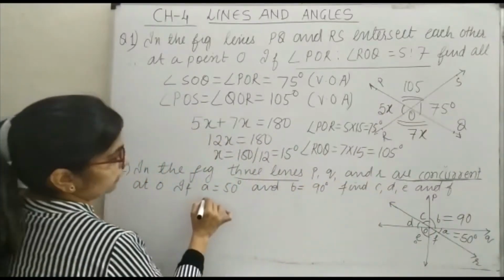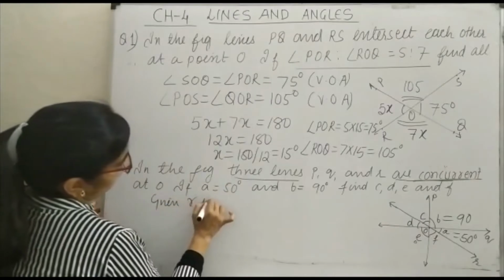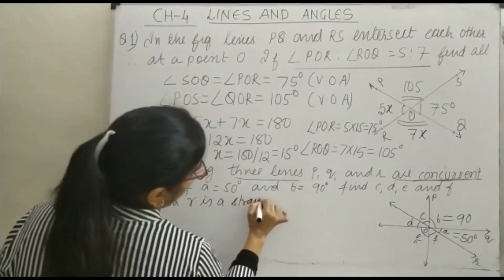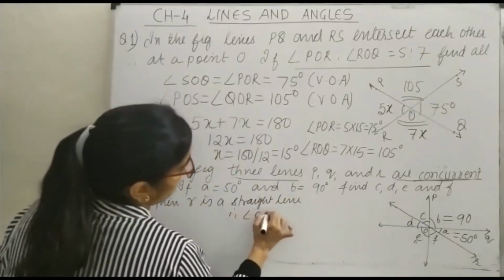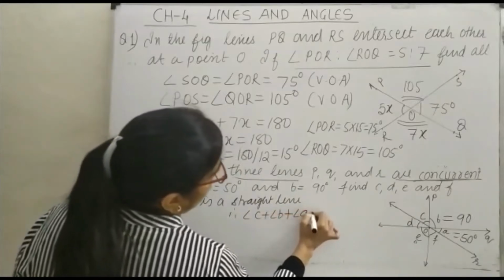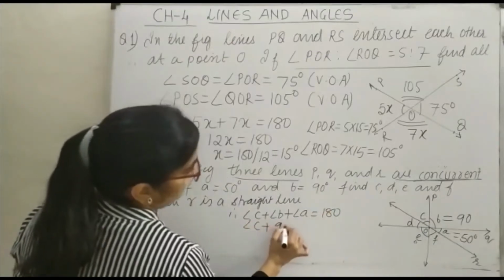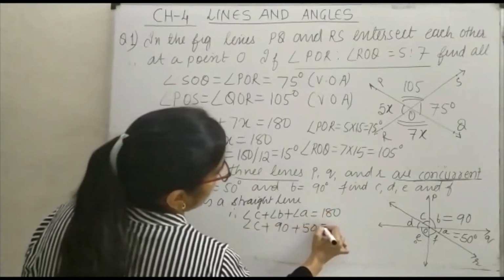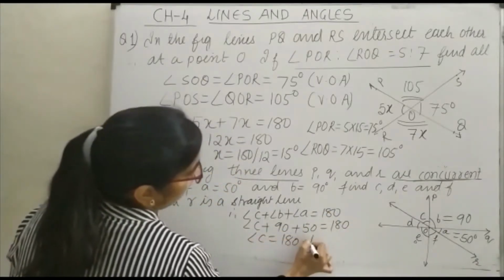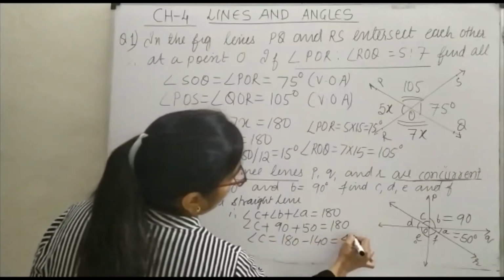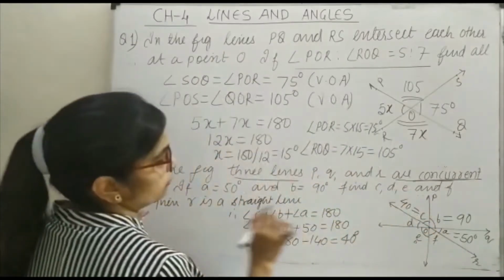We are supposed to find out angle C, D, E and F. So first of all we can see here as R is a straight line given. R is a straight line. Therefore angle C plus angle B plus angle A is equal to 180. So angle C plus 90 plus 50 is equal to 180, and angle C is equal to 180 minus 140, that is equal to 40 degrees. So you can write here 40 degrees is equal to C, right?